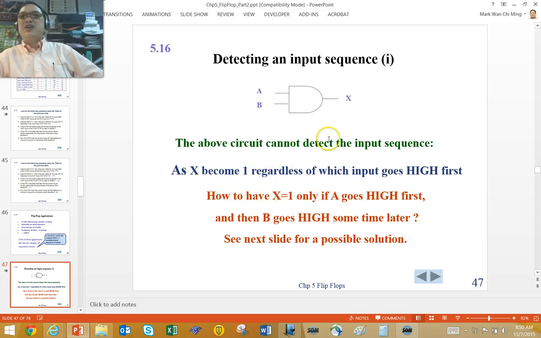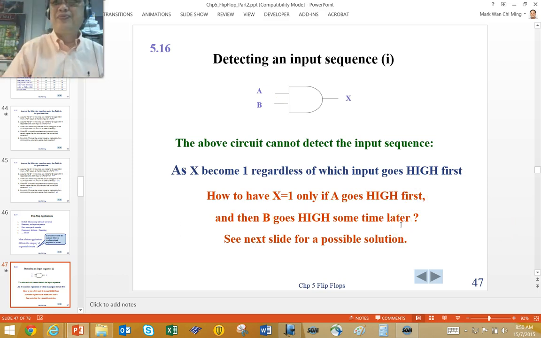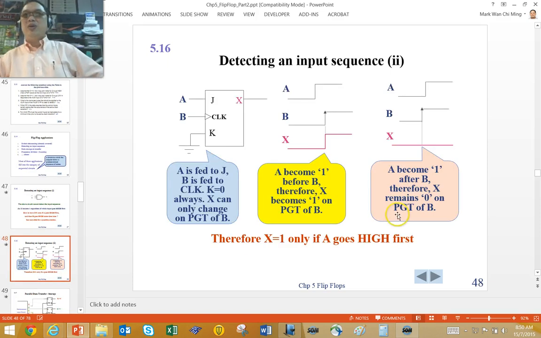But what we want, let's say we want you to do something. How to have X equal to 1 if A has a 1 first, and then later B has a 1? A first. How to have X equal to 1 if A goes high first, and then B goes high sometime later? So how? Very simple. You connect A to J, connect B to the clock.